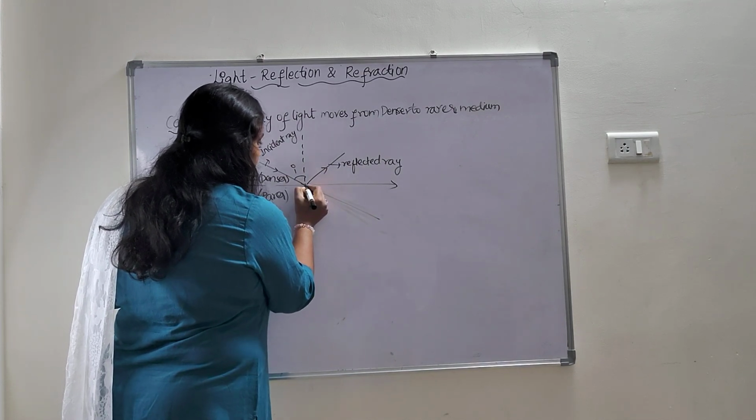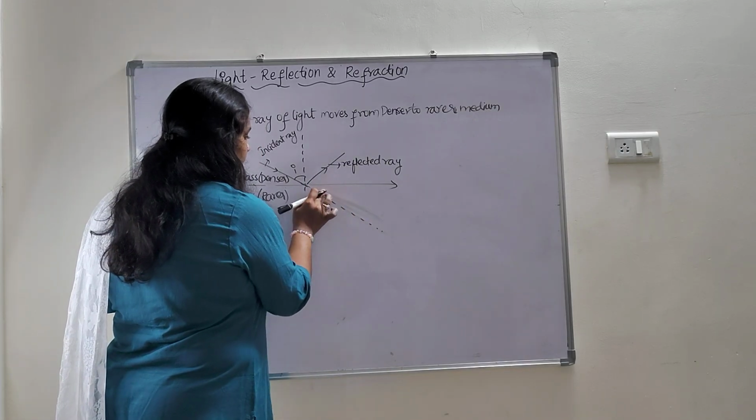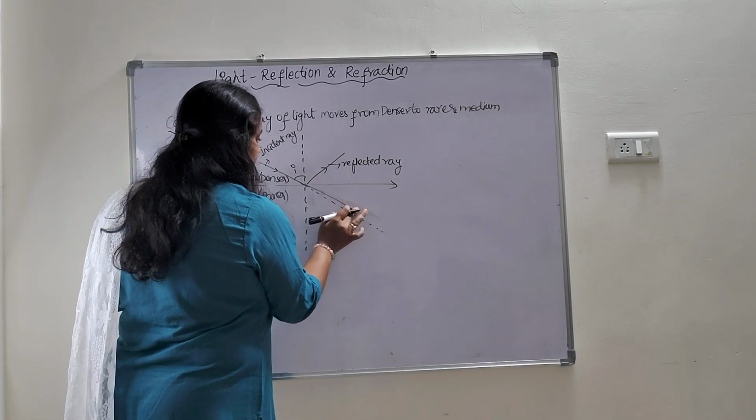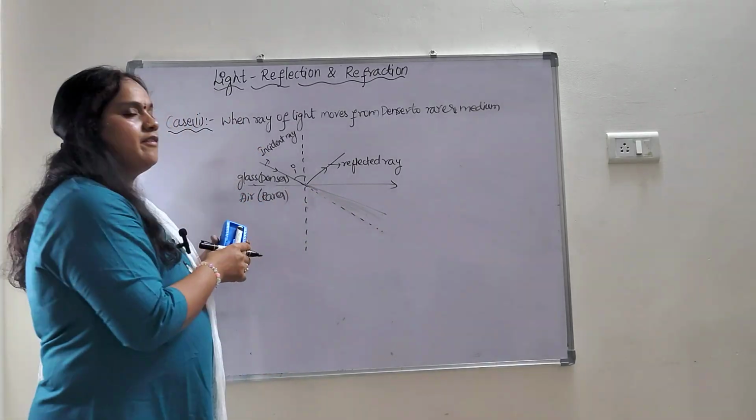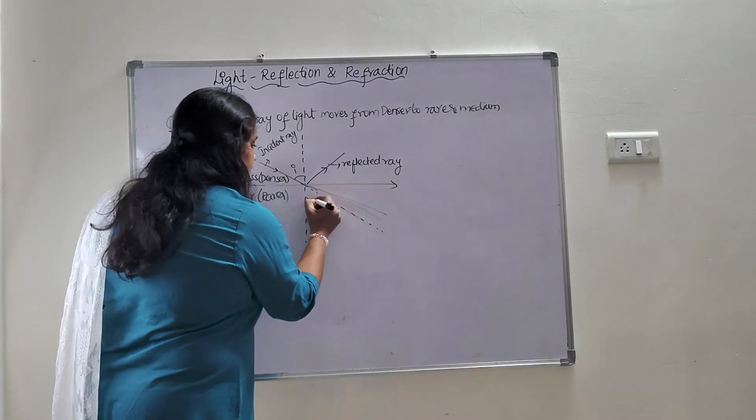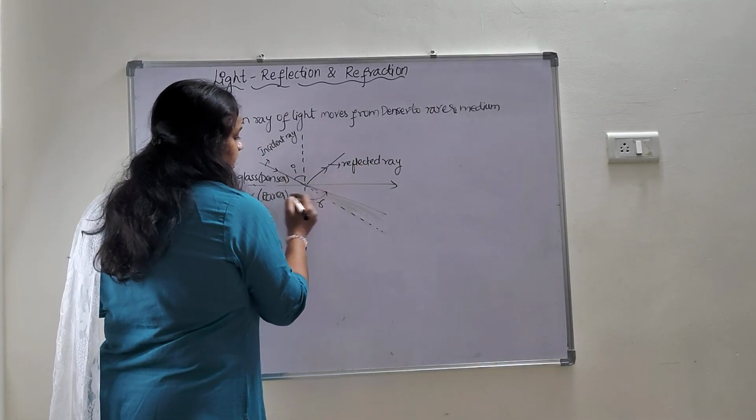It bends away from the normal. Actually it should move like this, but what happens is it bends away from the normal. So this is the refracted ray.